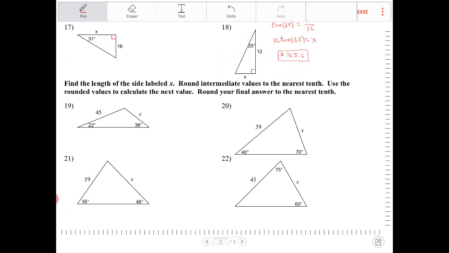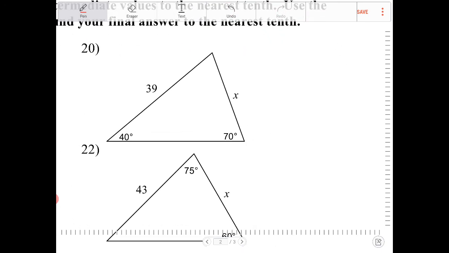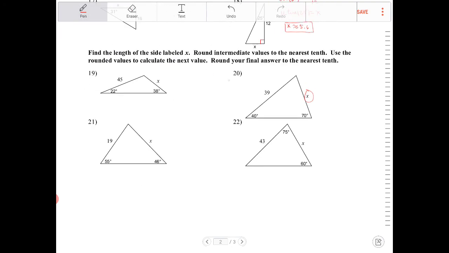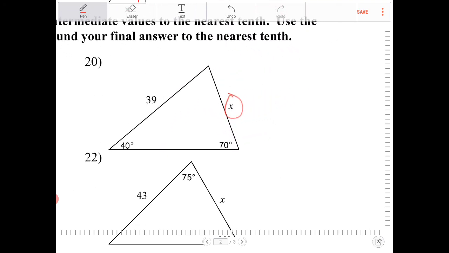All right. Next questions. It says find the length of the side labeled x. Round intermediate values to the nearest tenth. Use the rounded values to calculate the next value. Round your final answer to the nearest tenth. Okay, so here we're looking for this guy, and notice that this is not a right triangle. I have 40 and I have 70. That would mean this last angle over here would have to be 70. Right? So technically, we can't really use sine, cosine, or tangent for triangles that are not right triangles.